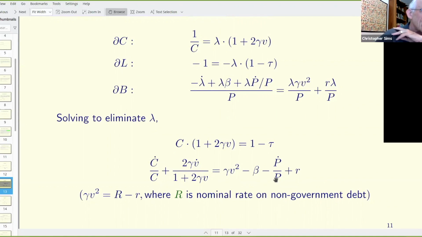Here's inflation. When inflation is 0 and the rate on government debt equals beta, when inflation is 0 and you're in steady state so that this left-hand side is 0, the nominal interest rate is, where have I got? Gamma V squared should be R, so I'm missing, what term am I missing? I'm not going to try to unravel this right now.